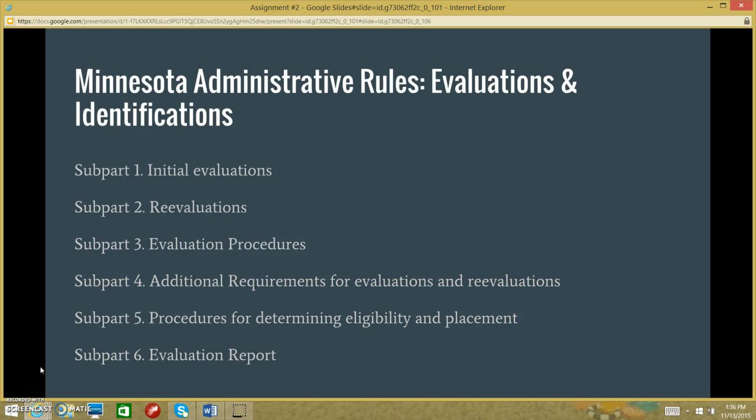Part 5. Procedures for determining eligibility and placement. 1. You must obtain information from a variety of sources. 2. Document all information carefully. And 3. Develop the IEP.